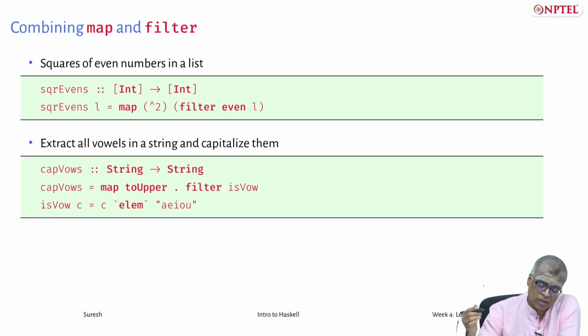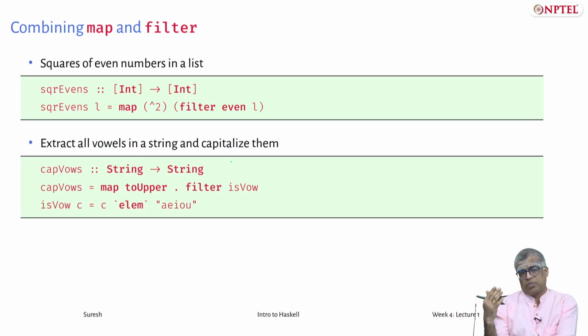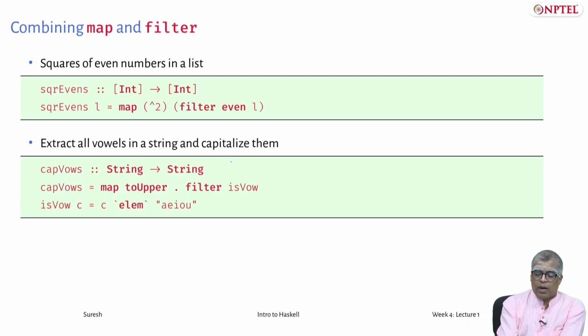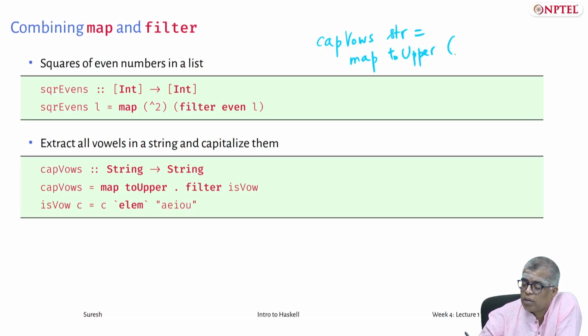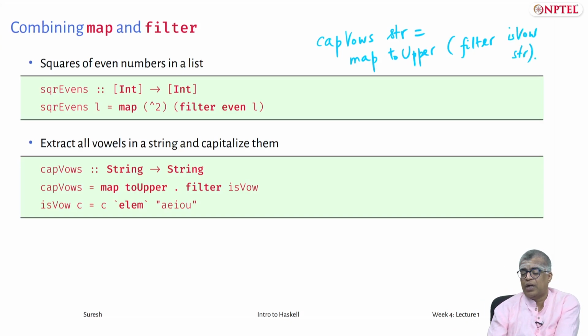Capitalized vowels is another thing I could say. I have a string, I want to pick out all the vowels and capitalize them and then just print them out. So to express it properly, I would say cap vowels of a string is equal to map toUpper on filter is vowel of the string. But sometimes it is cumbersome to write it in this form, f applied on g applied on x.